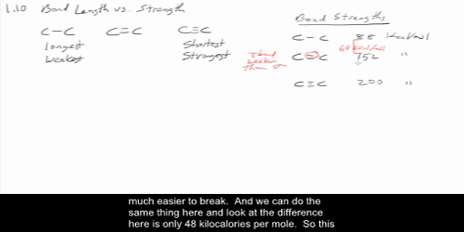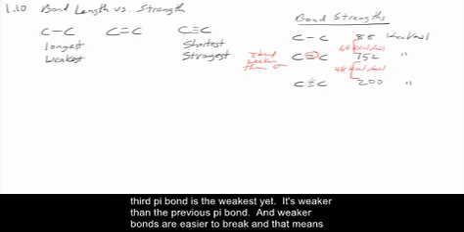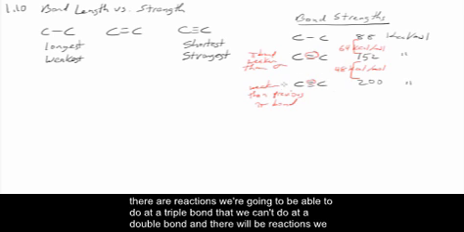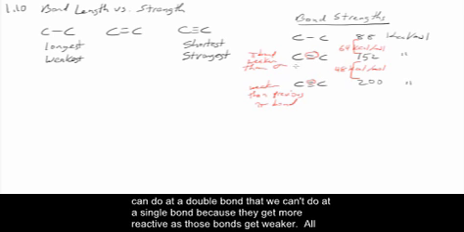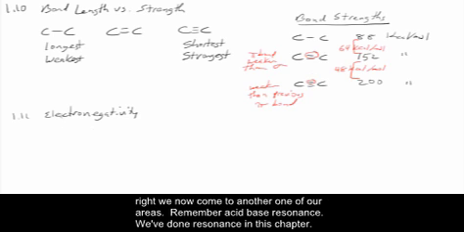And we can do the same thing here, and we can look at the difference here is only 48 kilocalories per mole. So this third pi bond is the weakest yet. It's weaker than the previous pi bond. And weaker bonds are easier to break, and that means that there are reactions we're going to be able to do at a triple bond that we can't do at a double bond, and there will be reactions we can do at a double bond that we can't do at a single bond, because they get more reactive as those bonds get weaker.